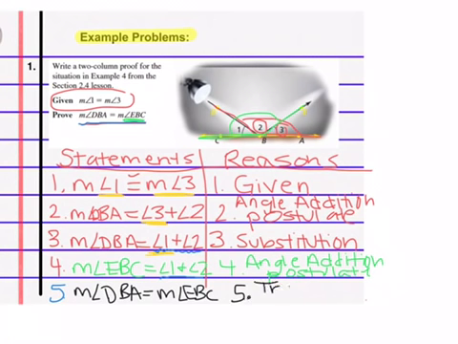And it should be the transitive property. If A is equal to B and B is equal to C, then A is equal to C. Transitive property of equality. And if you just want to put transitive property, that would be fine. Okay, so that is example 1. If you need to pause it or go over anything, please feel free to do so.